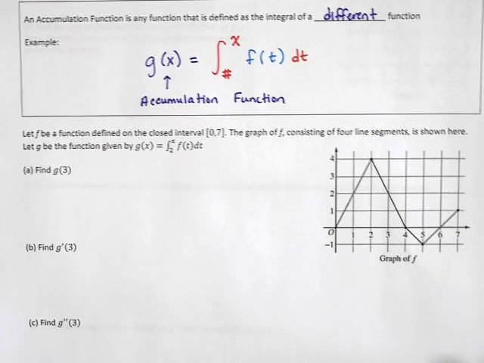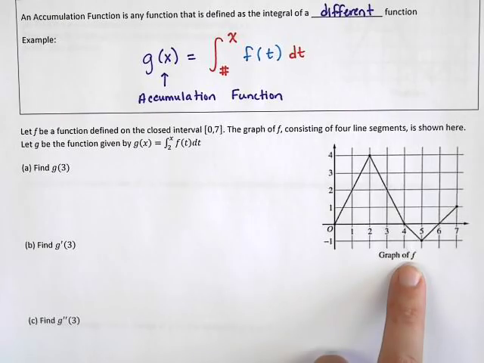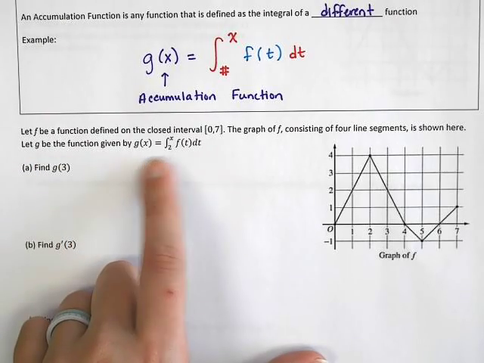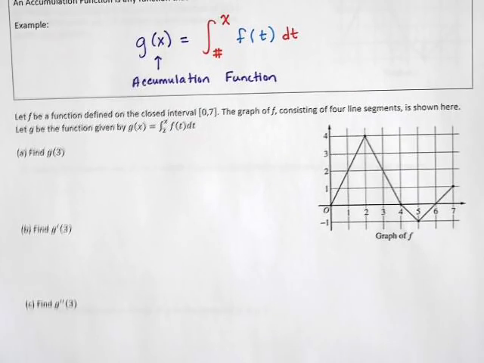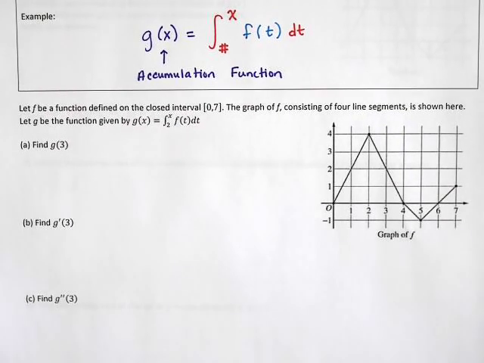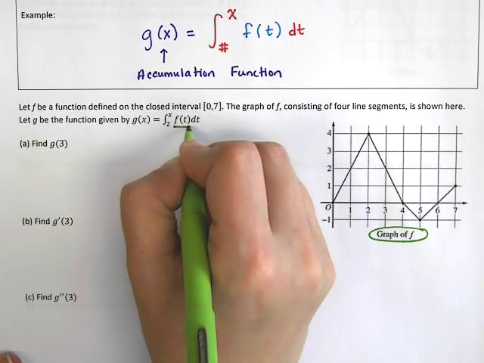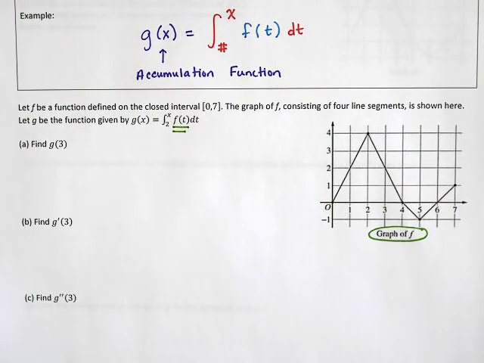So let's let f be a function defined between 0 and 7. The graph of f, consisting of 4 line segments, is shown here. Let's also let g be the function given by g of x equals the integral from 2 to x of f of t dt. Now the first key idea here is to know what you're looking at. We are looking at the graph of f, which is the function inside of this integral. Now we're going to be asked questions about g. So for example, I might be asked to figure out g of 3.